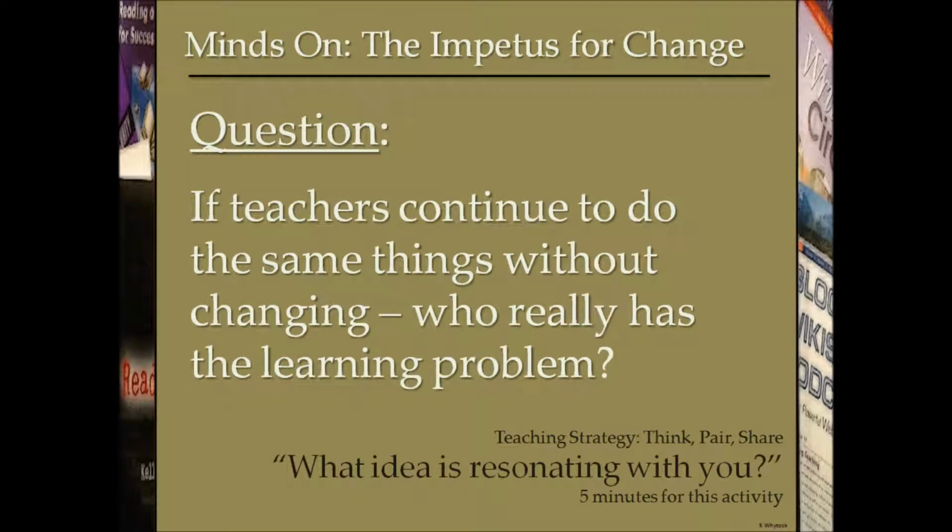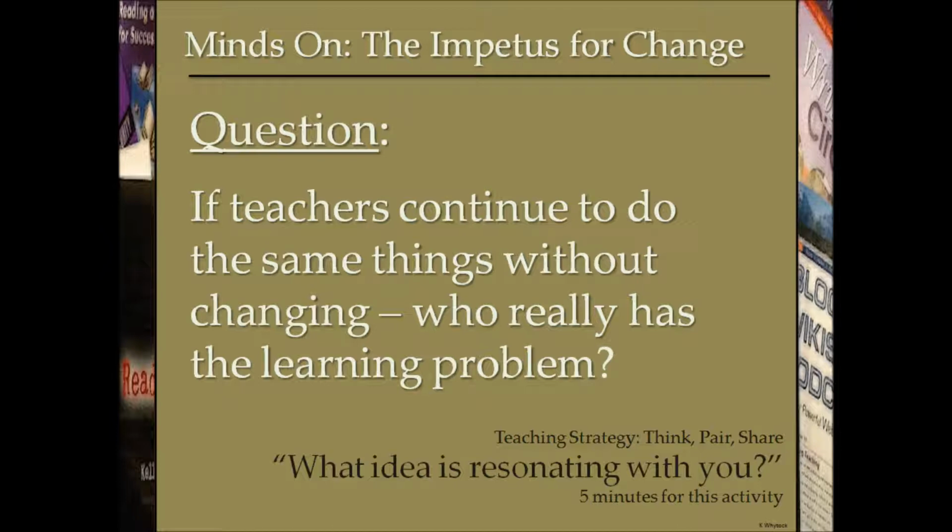So here's a question for you. Teachers continue to do the same things without changing. Who really has a learning problem? I'm going to give you 5 minutes for a think, pair, share. I want you to think about that for yourself for a minute. Then find a partner, share your thinking. A think, pair, share is a great environment for getting students to think.